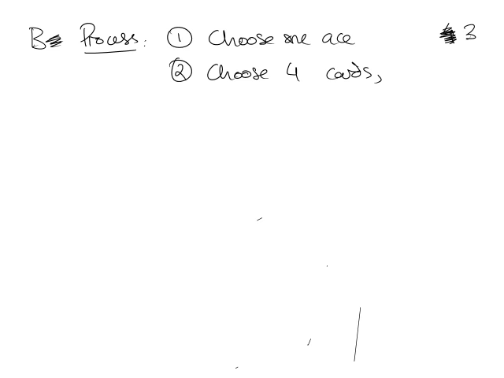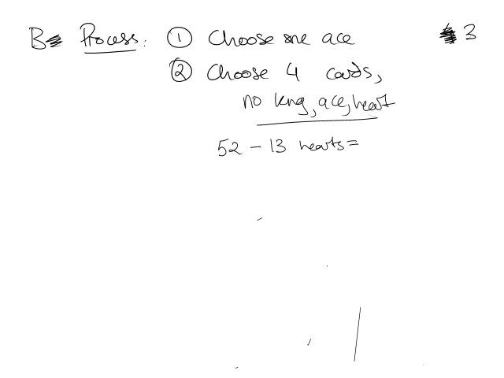And now in the second step, you have to choose 4 more cards, and no king, ace, or heart is allowed. Okay. And this, you have to be a little bit careful. How many cards do you have left to work with? Well, you have 52 cards total, and 13 of those are hearts. So you have minus 13 hearts. That leaves you with 39 cards.